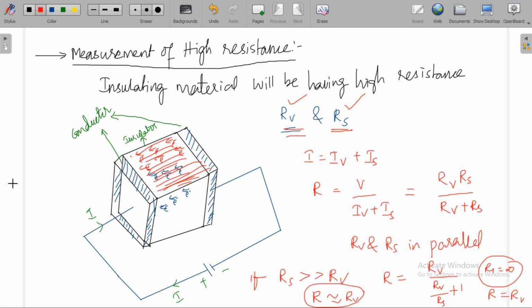That is, you are going to have the circuit like this. You are going to have two resistances in parallel. This is Rs and this will be Rv. This will be Is and this will be IV. This is also called IL. This is nothing but leakage current. IL is nothing but leakage current.